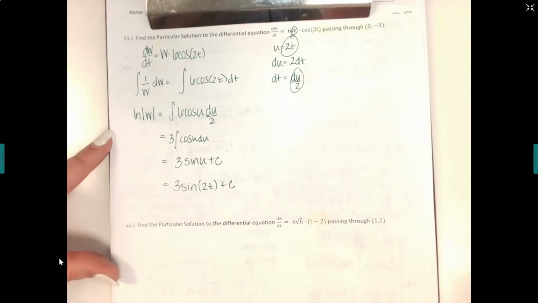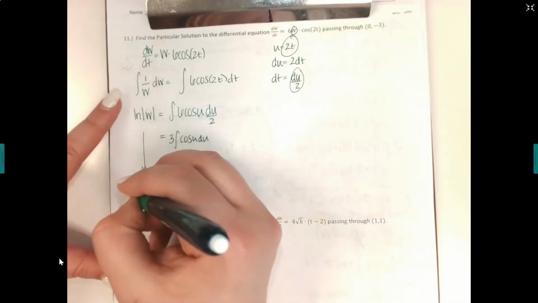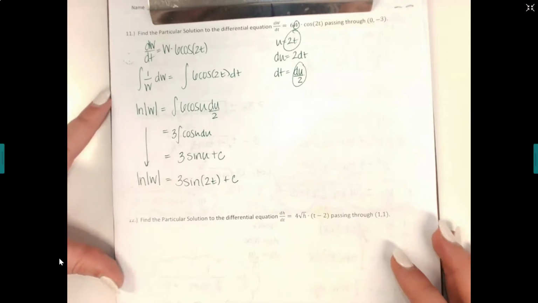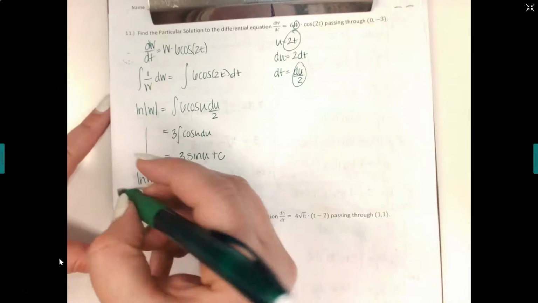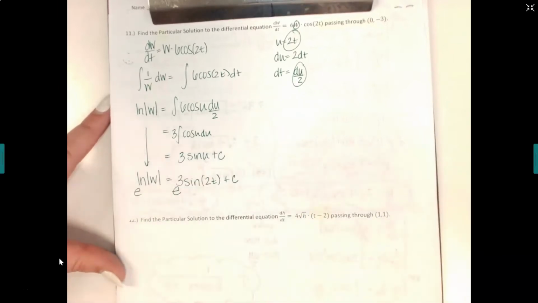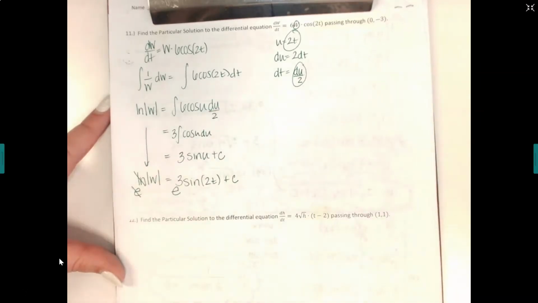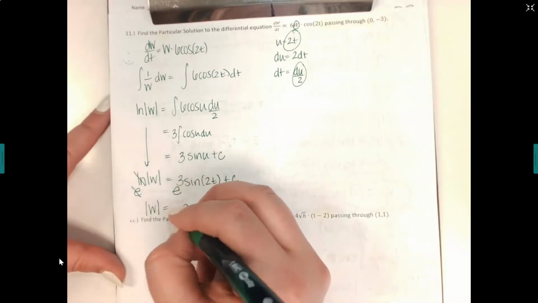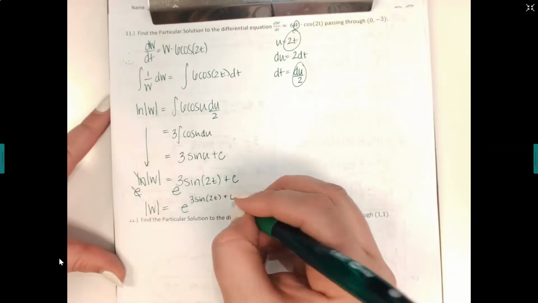Okay? Now, notice that I don't want to have to write ln w over and over again. That side, the integral was really quick. So I'm just going to put an arrow and then put the ln w back here. Now, from here, if I want to get w by itself, what would my next step be to remove the ln? e both sides. So I'm going to e it here and here. e and ln cross out. So now what I have is the absolute value of w equals e to the 3 sine 2t plus c.